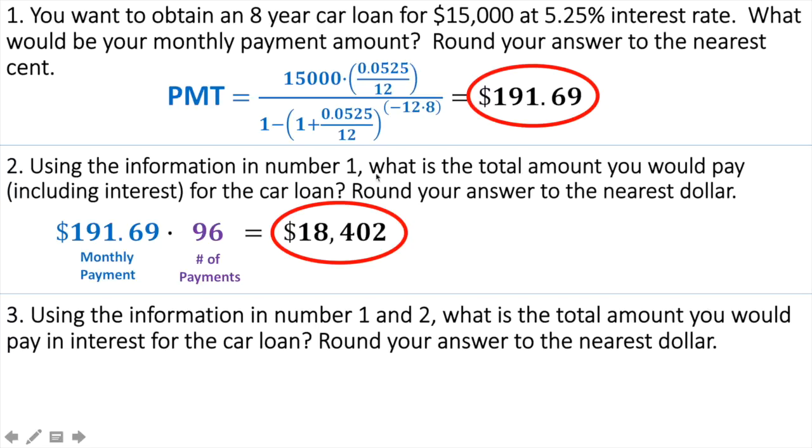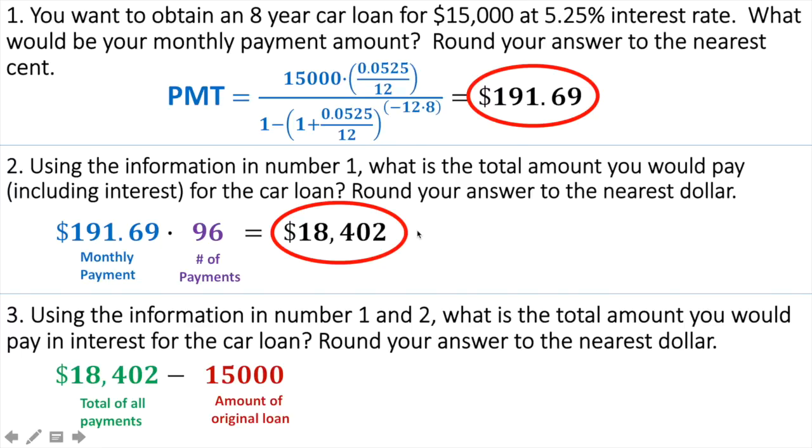Okay, check your answers on numbers 1 and 2. Okay, so once we have these, now the only part that we're missing here is number 3. And to number 3, let's kind of go through this one. We want to find out what the total amount of interest is that we would pay. Well, if $18,402 is the total amount that we would pay, then we have to subtract what our original loan amount was. In this case, it's $15,000. And that would give us the total amount of interest that we would pay on this particular loan. So that's a good way to calculate at least how much interest that you're wasting by getting a loan.